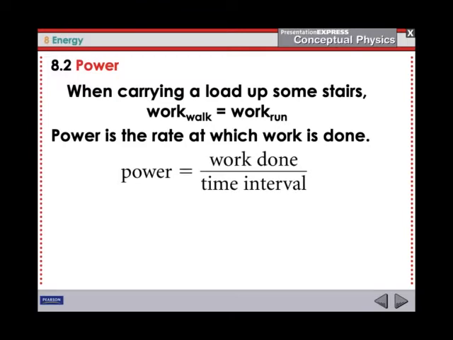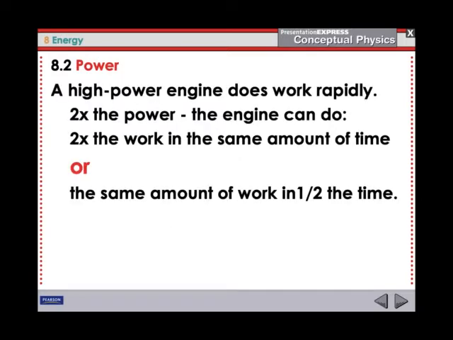So the formula for power is power equals work done divided by the time interval. And because we've already used P for pressure, we're going to use POW, which is a little bit weird, for power, and that equals work, capital W, and remember, capital W is not weight, it's work, divided by the time.